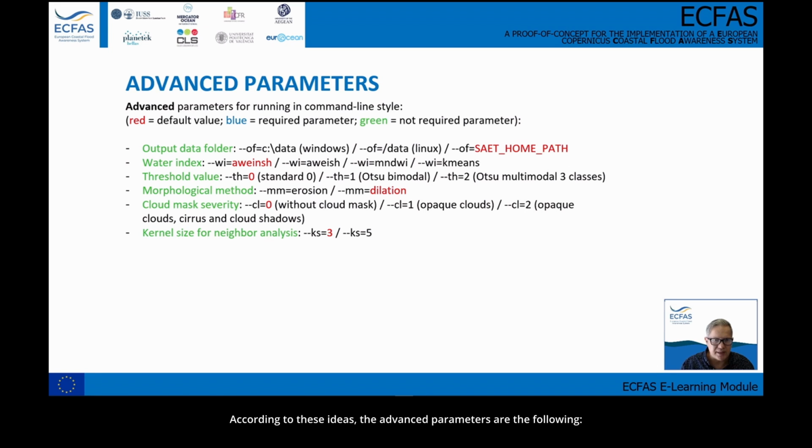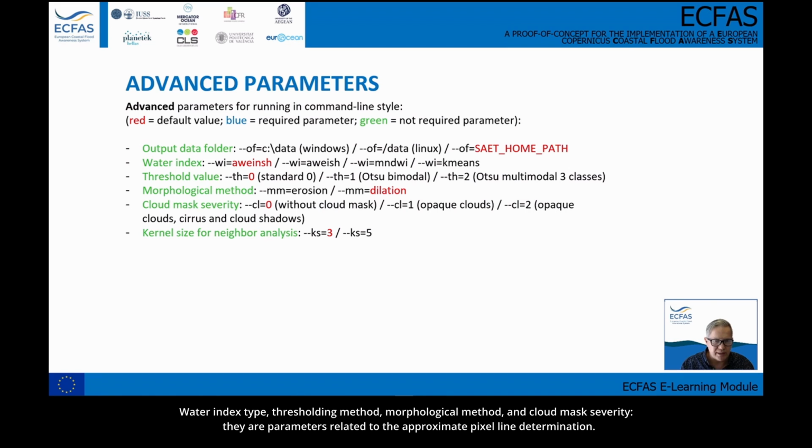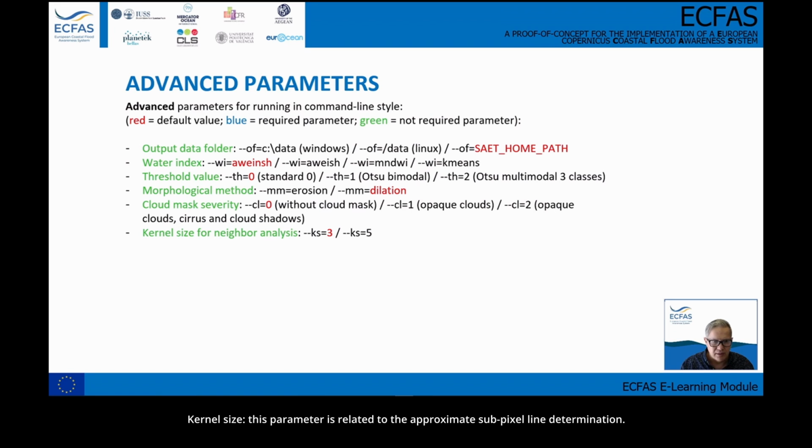According to these ideas, the advanced parameters are the following. Output data folder. By default, the results will be stored under SAET folder, but the user can change this path. Water index type, thresholding method, morphological method, and cloud mask severity. They are parameters related to the approximate pixel line determination. And kernel size, which is the parameter related with the approximate subpixel line determination.